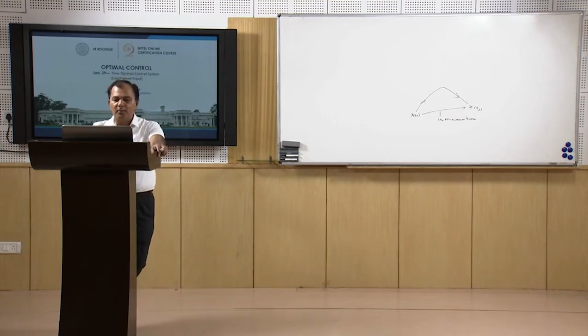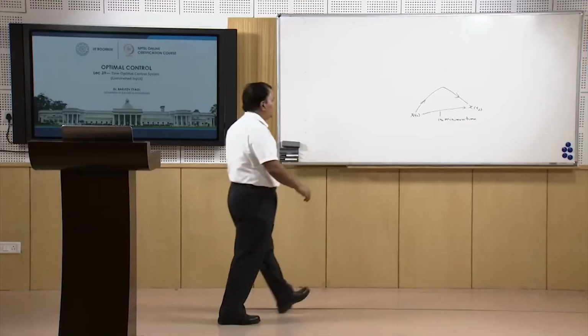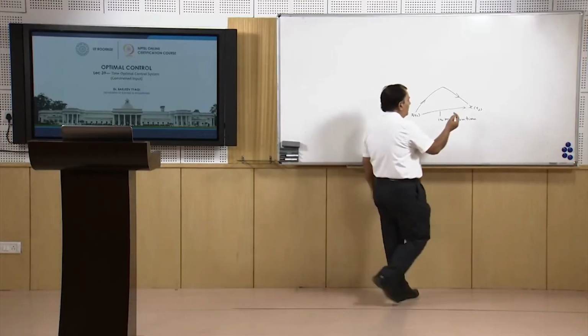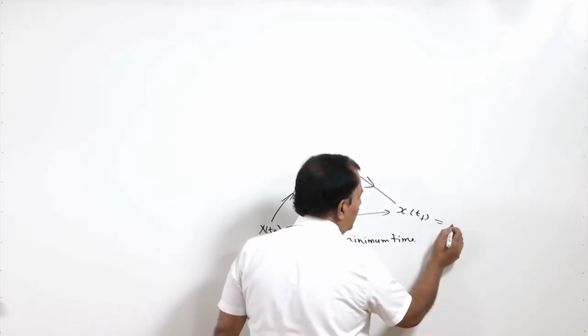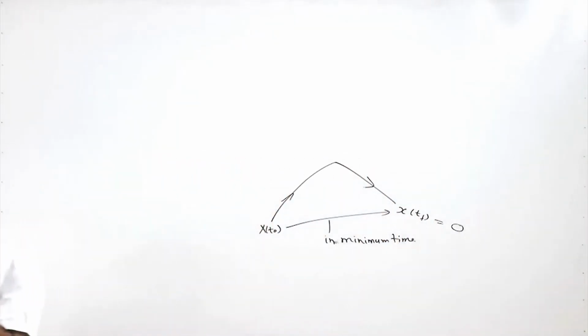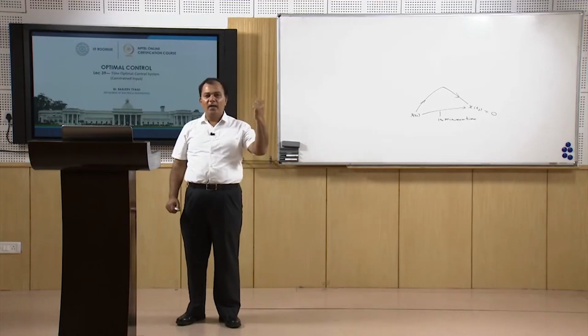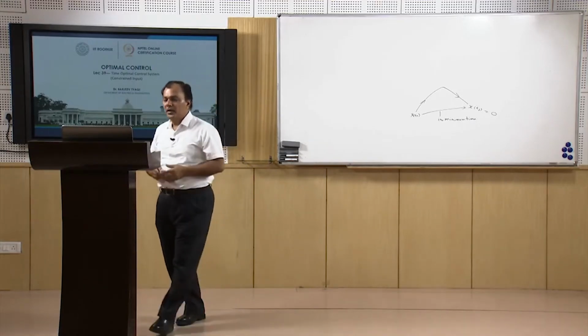For the time optimal control problem, we initially assume that my system is completely controllable and the final state is the origin of the state space. This means x(tf) we can consider to be at the origin, or my system has to return to its operating point from any disturbance in minimum time.